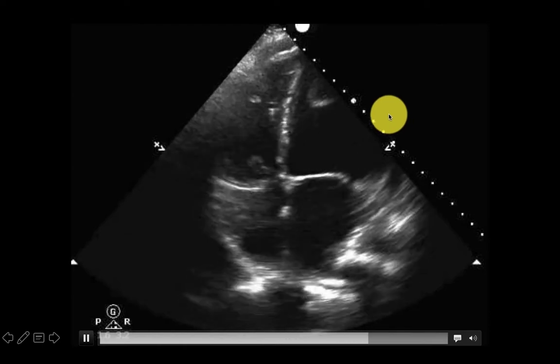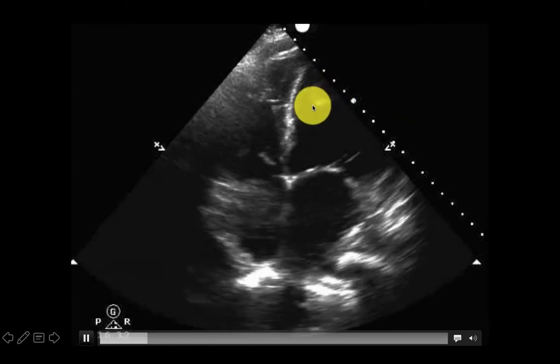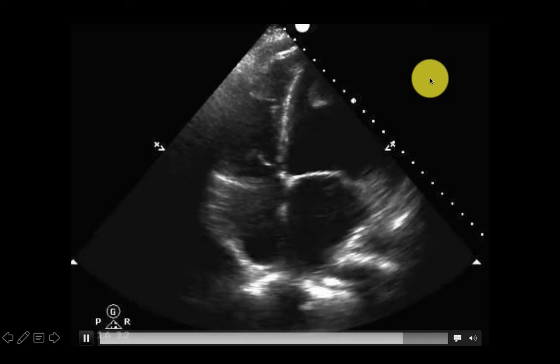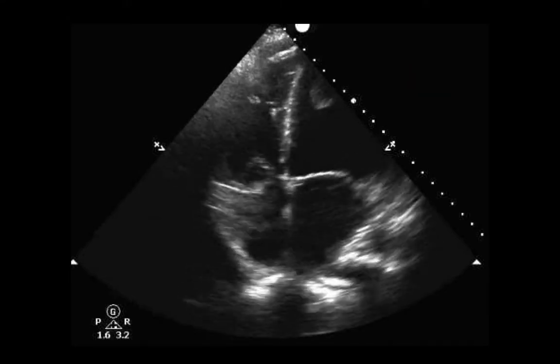There's actually another really interesting finding here, and that's this. This is an LV thrombus. Because this patient has such severe heart failure, they've actually gone on to develop thrombi in their left ventricle.